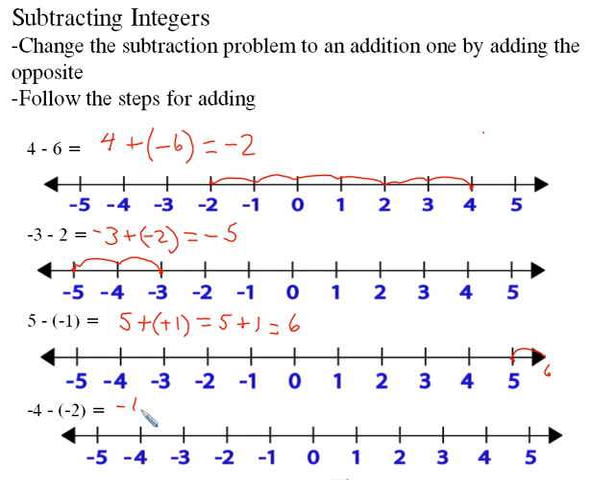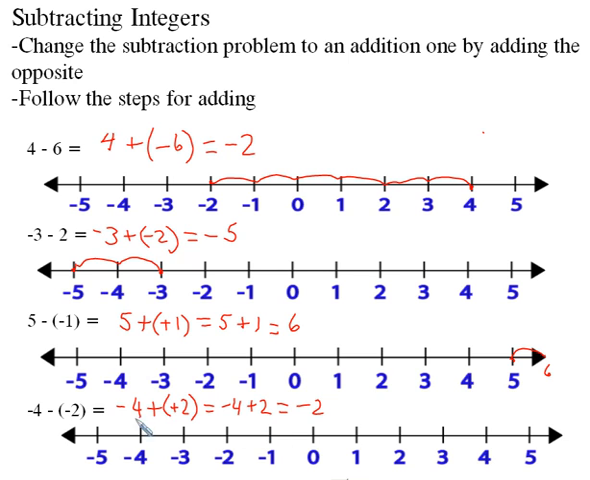Last one here, negative 4 minus negative 2. Negative 4 plus, that's positive 2. So negative 4 plus 2. And again, take the absolute value. Absolute value of negative 4 is 4. Absolute value of 2 is 2. So it's going to be a negative answer. And then 4 minus 2 is just going to be 2.